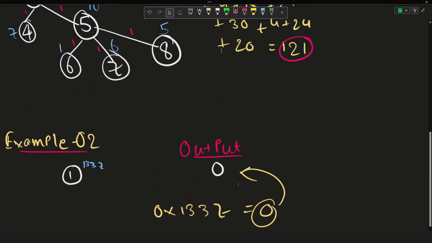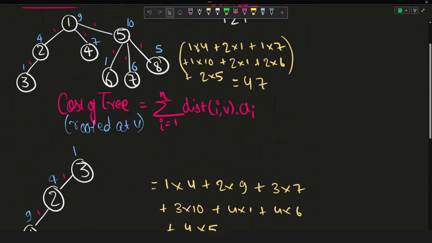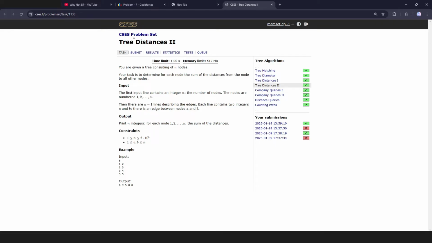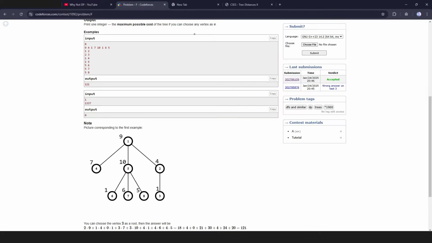Now I have explained both the examples given in the problem. Let us now try to figure out how we will solve this problem. So if I tell you now that there is another version of this problem present on the CSCS problem set, let me show you that problem. So this is the problem present on the CSCS problem set, and this problem is actually very similar to the problem that you are right now solving here.